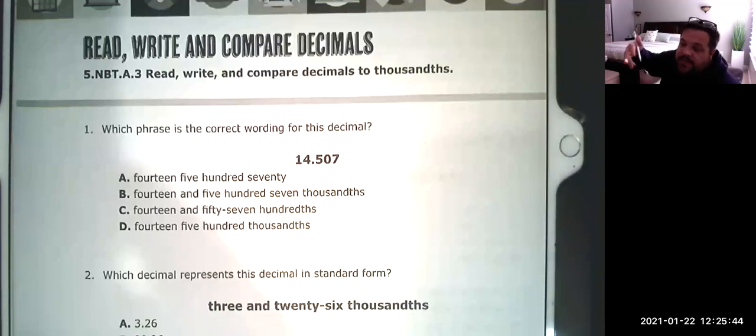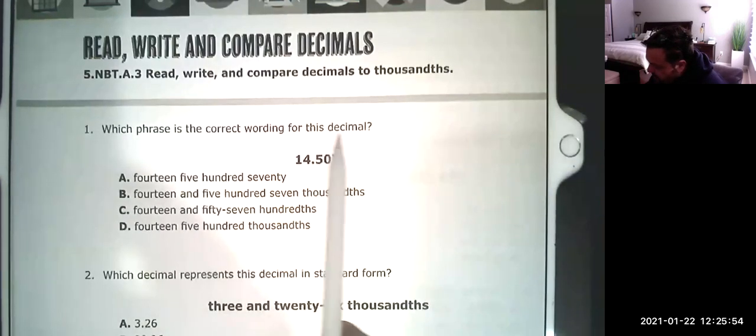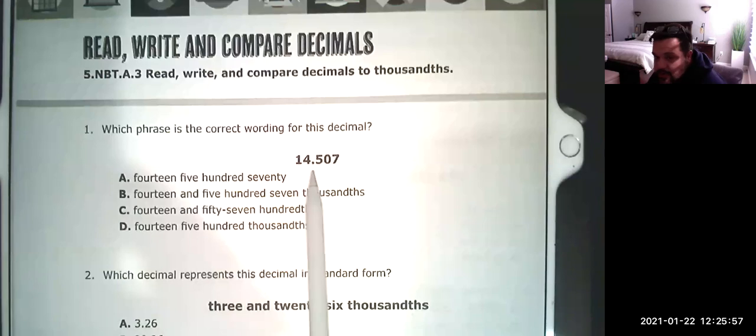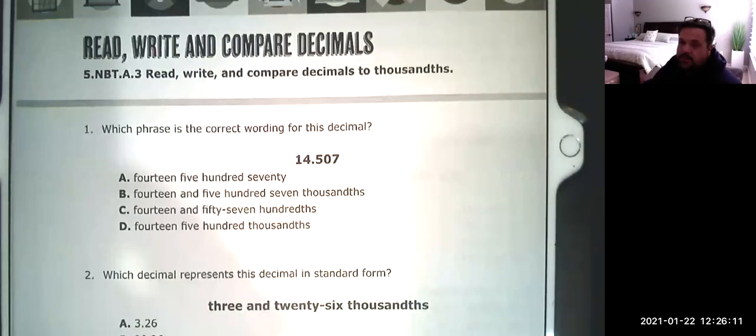Remember, our next monthly test isn't for a couple weeks, but this is the first half of what we have to know, okay? And it's reading, writing, comparing decimals. So let's take a look at number one. Which phrase is the correct wording for this decimal? So there it is. Your choices are 14,570, 14 and 507 thousandths, 14 and 57 hundredths, and 14 and 500 thousandths. So pause me right now and get your answer.